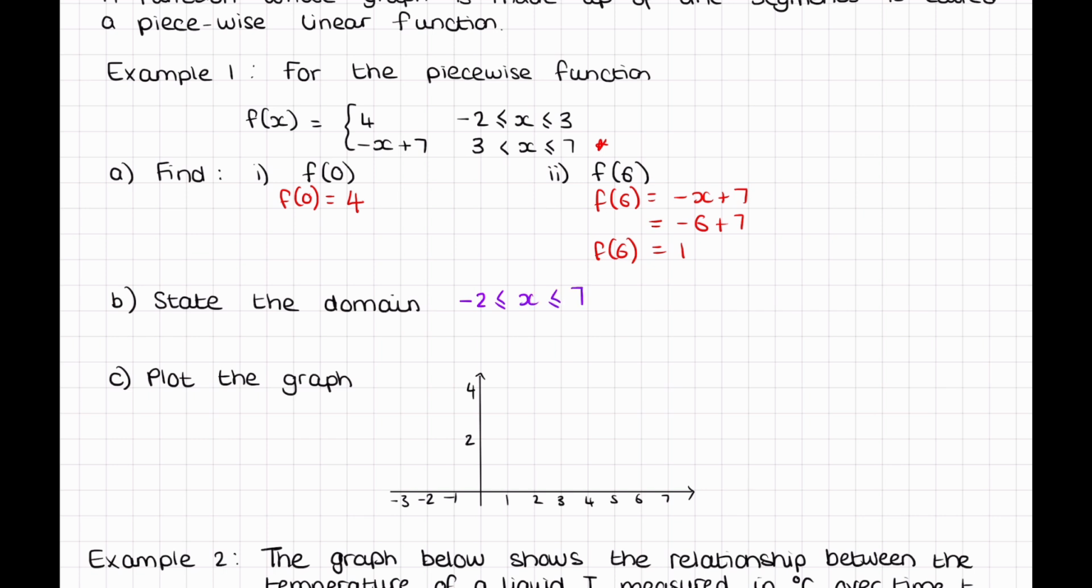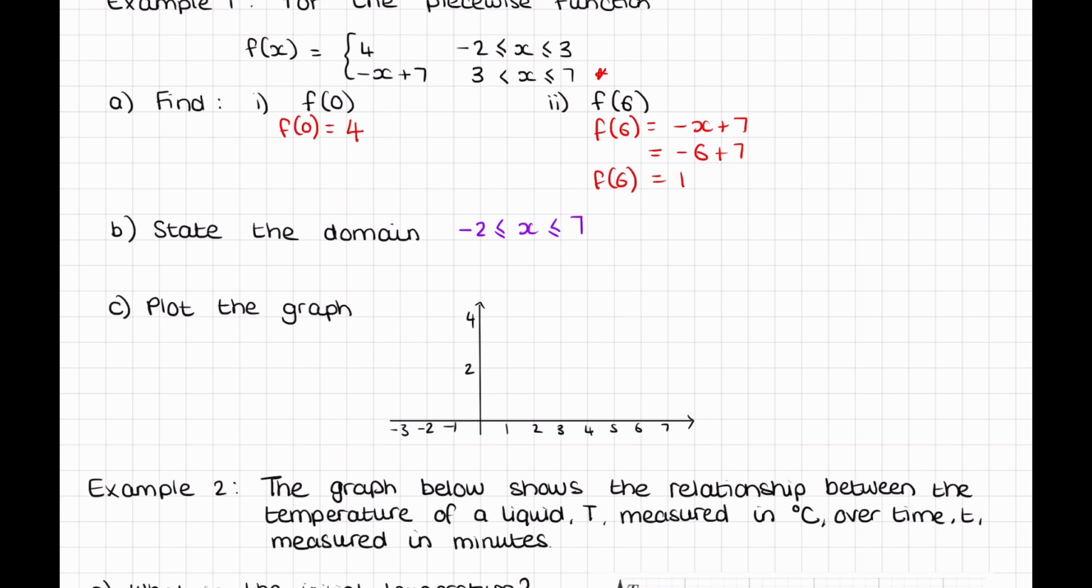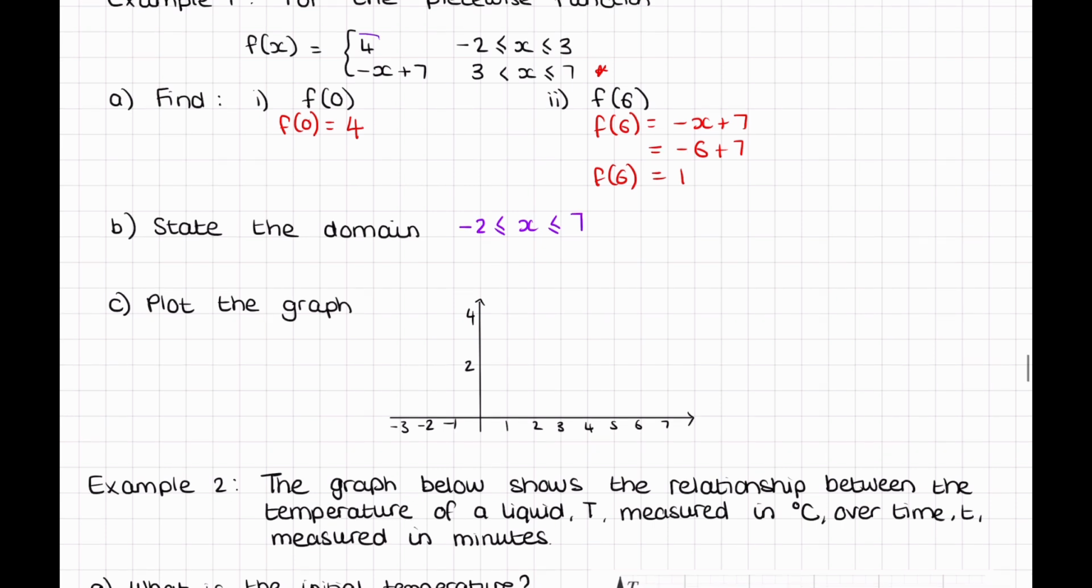Now we want to plot the graph. So the first part from -2 to 3, our graph is just 4. There's no x involved, which means because it's just y equals 4, it's a horizontal line between -2 and 3 at 4. It is just a horizontal line like this.